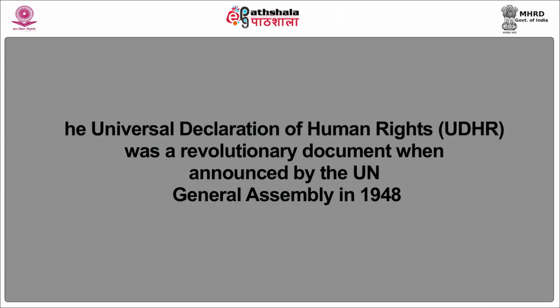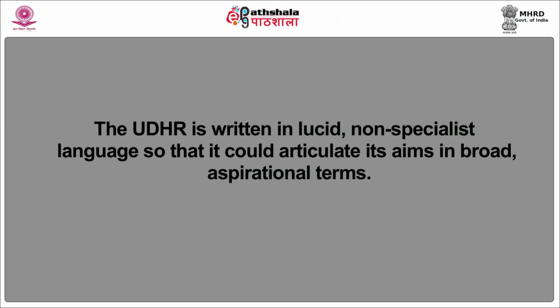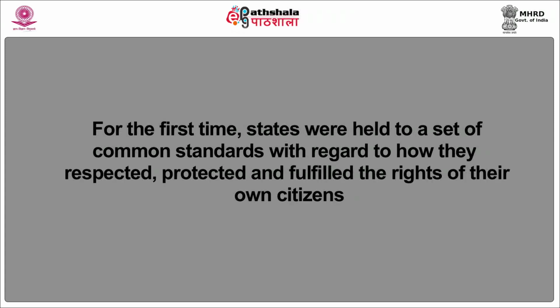In the end, to conclude, let's recap some of the important points of the module. The Universal Declaration of Human Rights, that is, the UDHR, was a revolutionary document when announced by the UN General Assembly in 1948. It set forth a range of human rights that would apply to all human beings by virtue of their common humanity and dignity and without regard to any differences in status. The UDHR is written in lucid, non-specialist language so that it could articulate its broad aims in aspirational terms. For the first time, states were held to a set of common standards with regard to how they respected, protected, and fulfilled the rights of their own citizens.